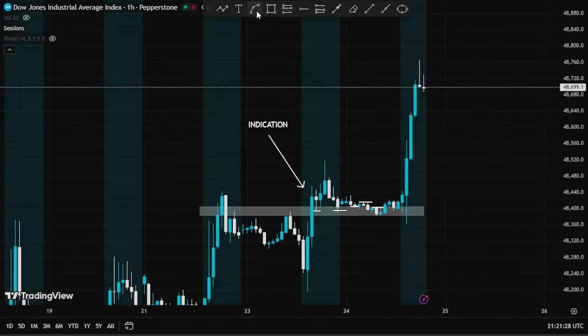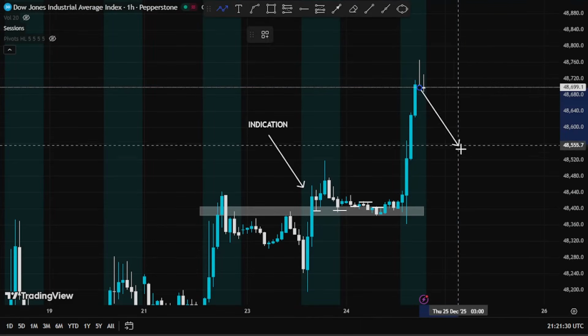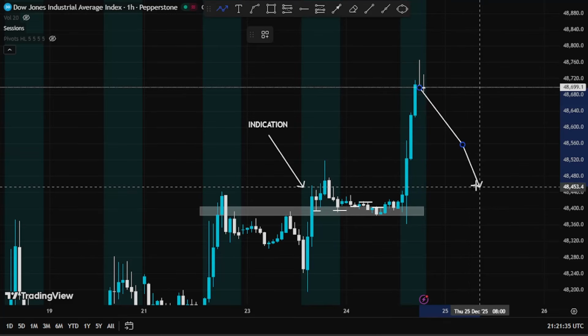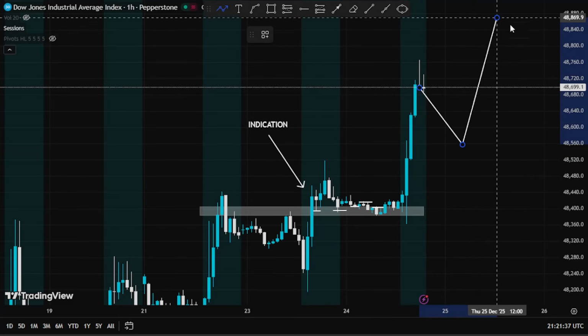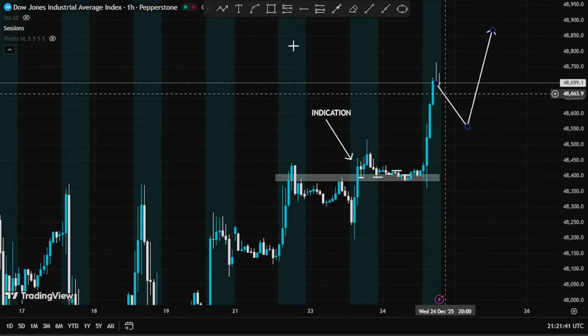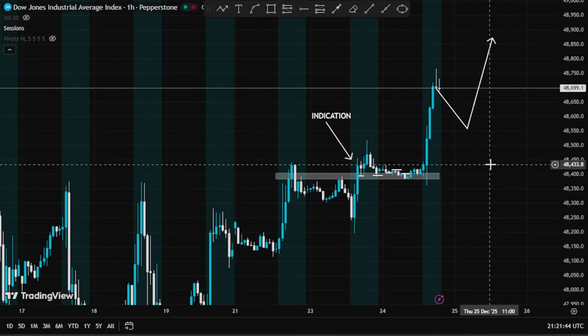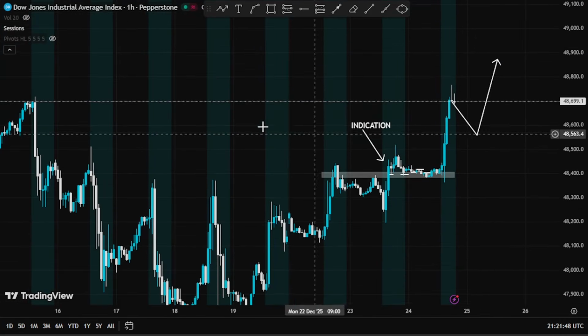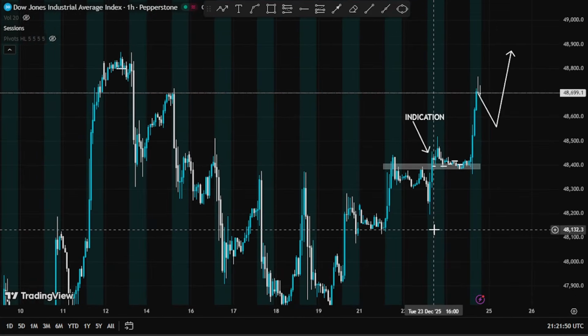Price should give us a higher low here, and then maybe to this level or anywhere, maybe back to this level, and then continue pushing up. So we'll see what happens. But now the market is closed. Today is 24th of December, so the market is closed. When the market opens, God willing, we'll see what is going to happen.